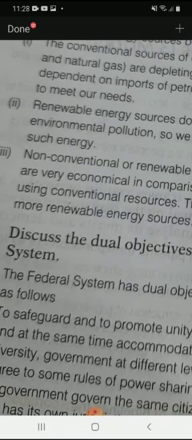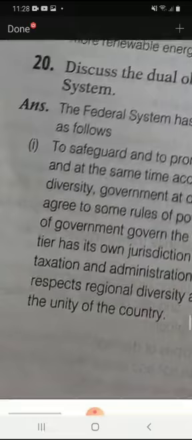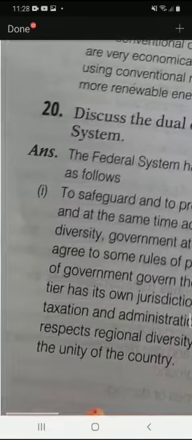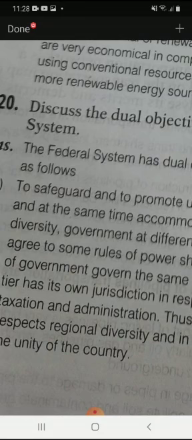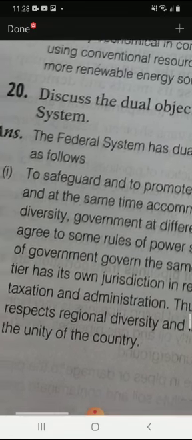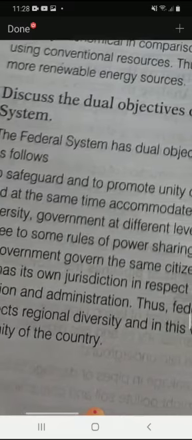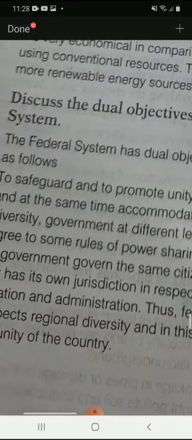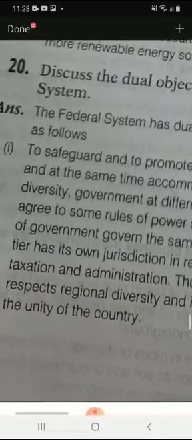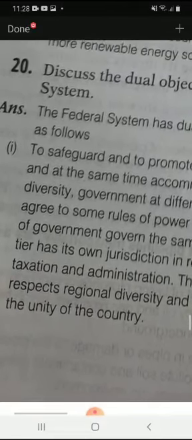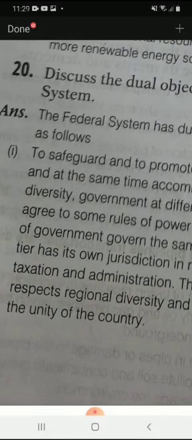Now discuss the dual objectives of a federal system. This is a very important question. If you read all the features of the federal system, it will cover that. The last feature is to safeguard and promote the unity of the country and at the same time accommodate regional diversity. Governments at different levels should agree to some rules of power sharing. Different tiers of government govern the same citizens, but each tier has its own jurisdiction in respect of legislation, taxation and administration. Thus, the federal system respects regional diversity, and in this way it protects the unity of the country.